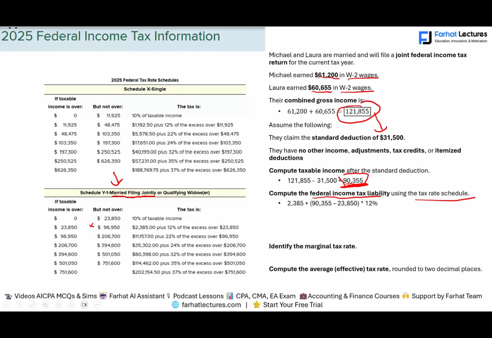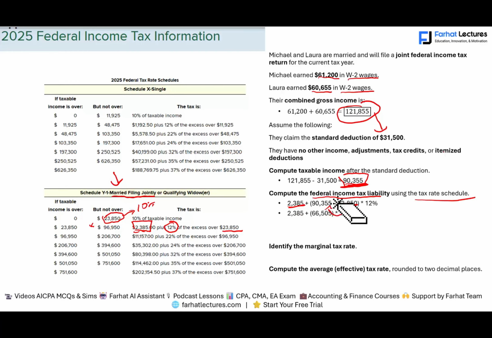So what's the tax liability? The tax liability is $2,385 plus 12% of the excess over $23,850. What are we saying? We are saying that the first $23,850 of their earnings is taxed at 10%, and that will give us $2,385. And the amount above $23,850 up to $90,355 is multiplied by 12%.